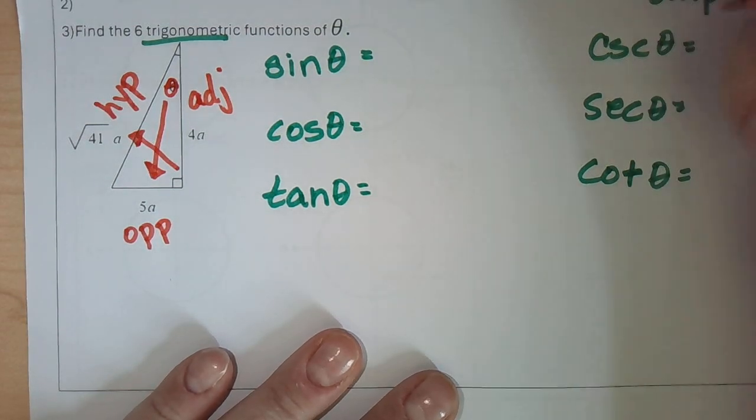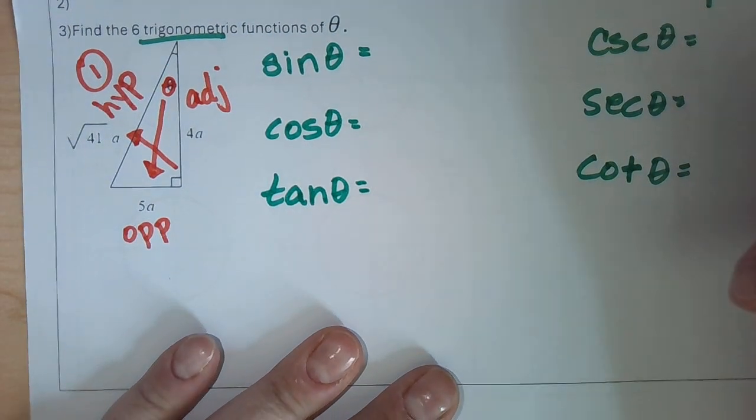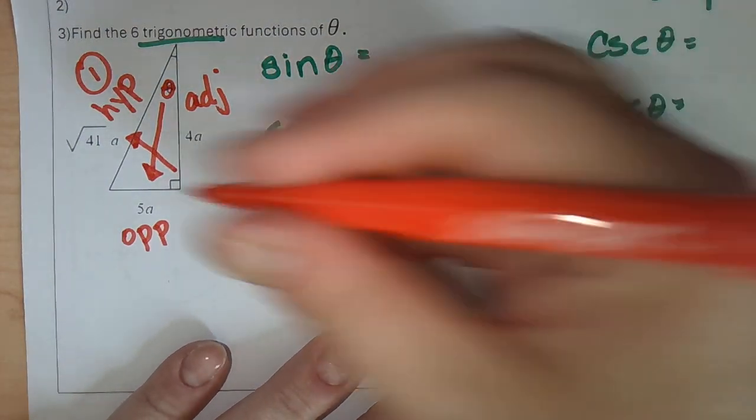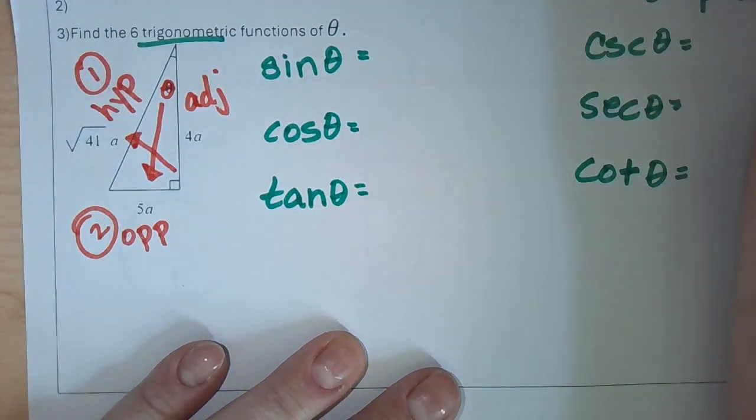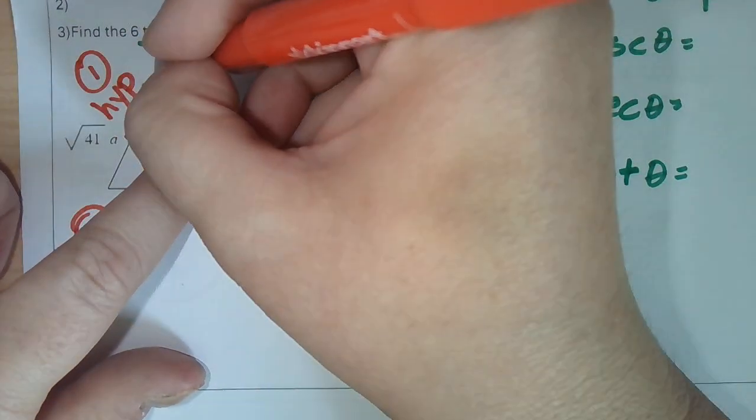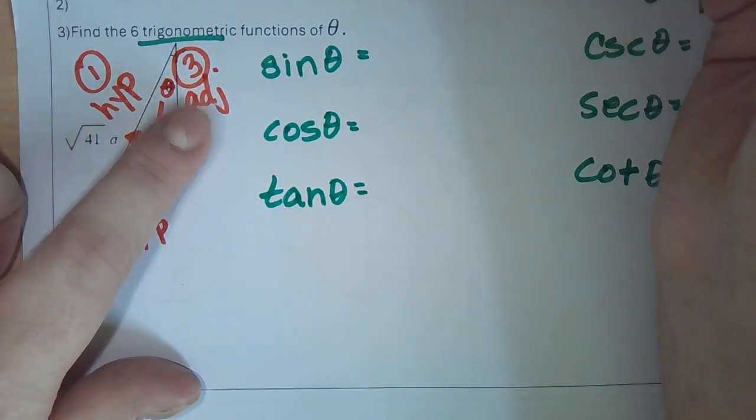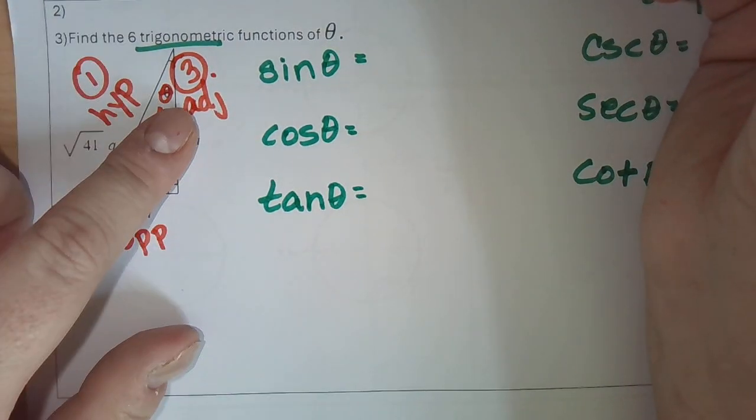Every time you're given a triangle, the first thing to do is label the hypotenuse. It's the crooked piece. The second thing is to find the opposite. And the last thing to label is always the adjacent. It's the last to label.